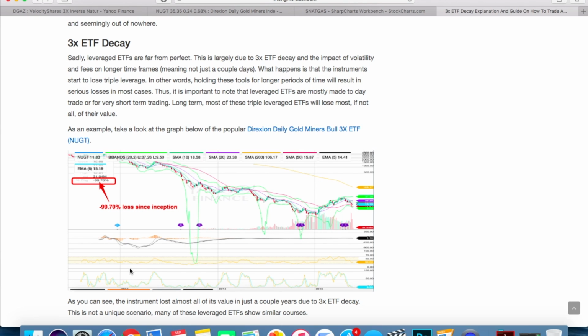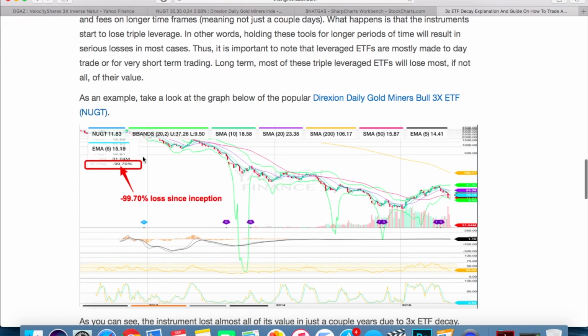But a good way to see this really happen is I put up a picture here of NUGT. This is a 3 times gold miners bullish ETF. So if the gold miners that this ETF invested in go up, it does 3 times the movement of those. And obviously, these gold miners haven't gone down 99.7% since this ETF started. I'm not sure what they did, but they definitely didn't go down like this, okay? Probably some of them went up, some of them might have gone down. But basically what happens with these ETFs is that they always sort of approach zero, right?